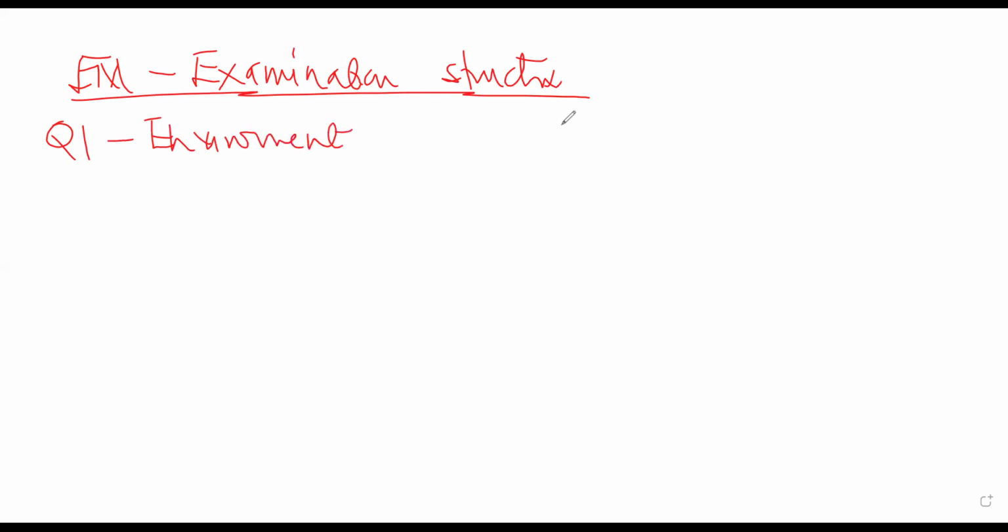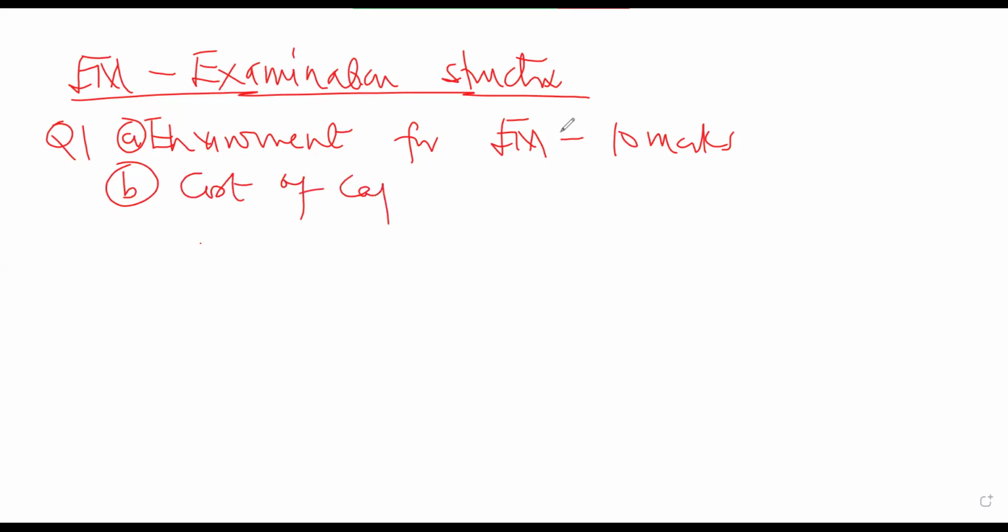for financial management, which will be for 10 marks. Okay. Then this will be A. This will be question 1A. So question 1A will be this one. Question 1B can be cost of capital, which will be for 10 marks. If it is cost of capital, it will be for 10 marks.